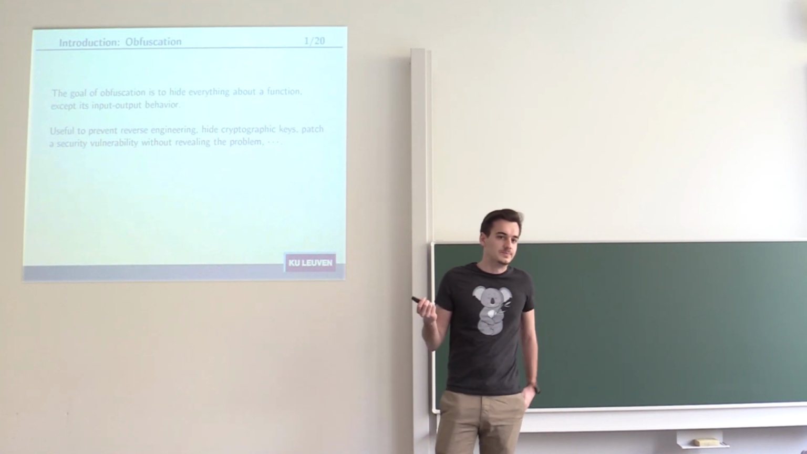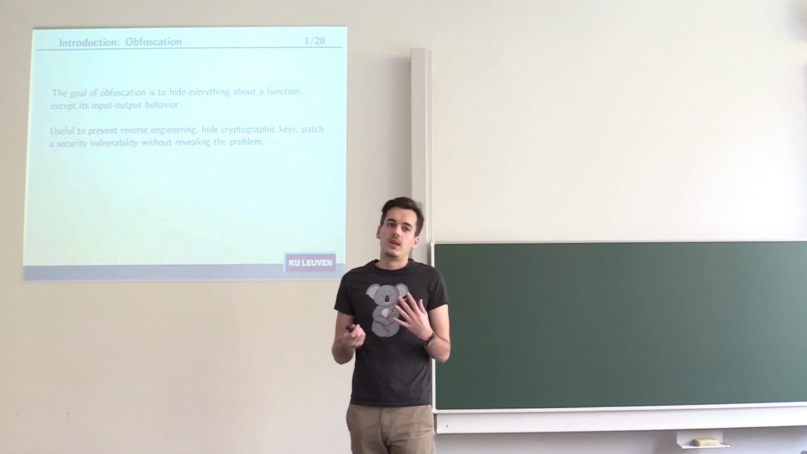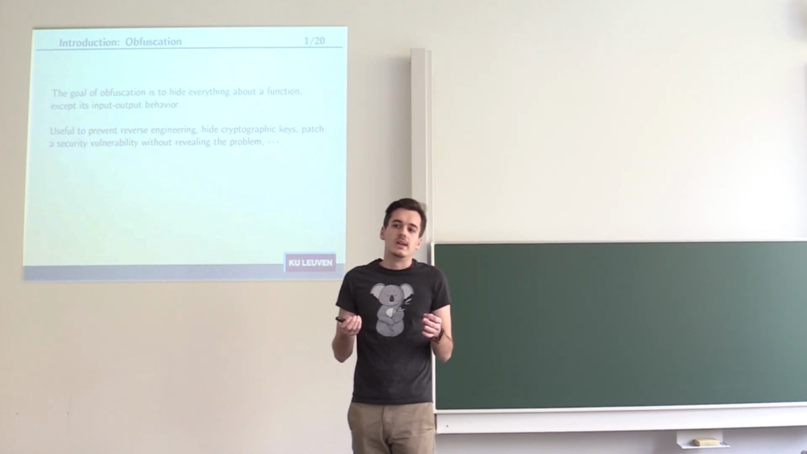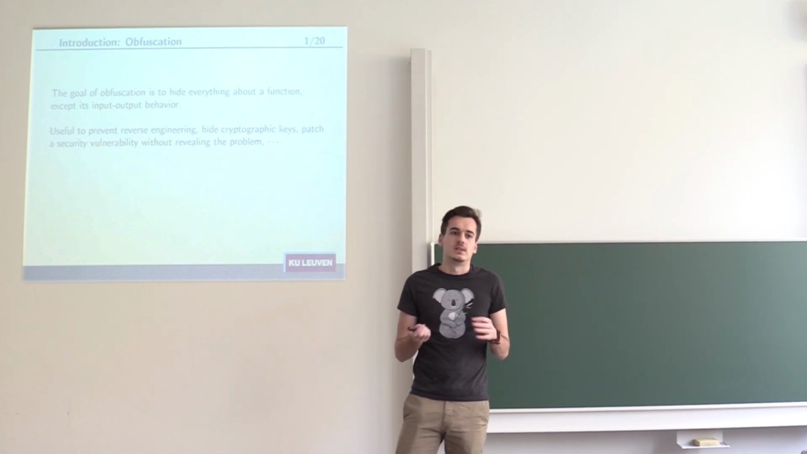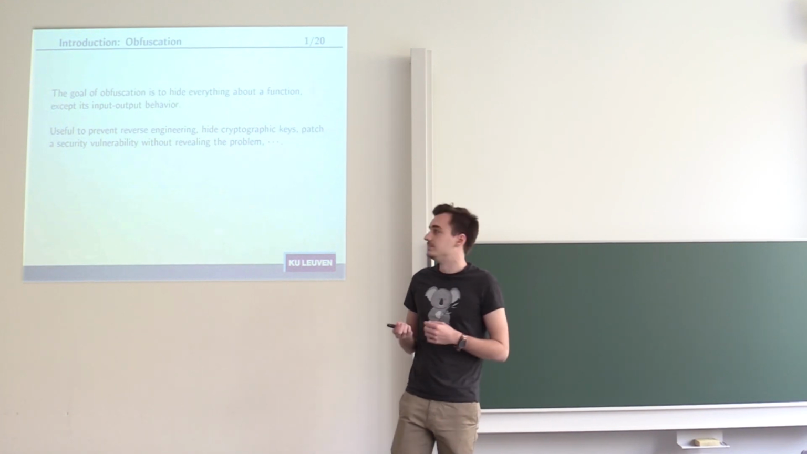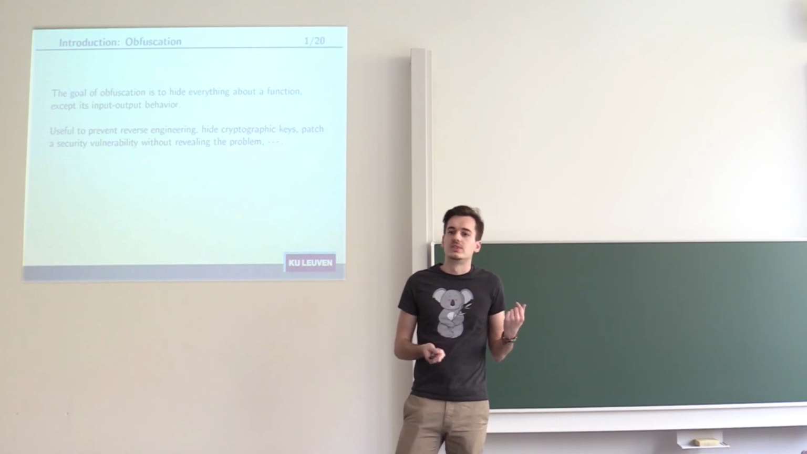So what is obfuscation? The goal of obfuscation is that you're given a program and then you're obfuscating it, meaning you're going to basically rewrite it in a complicated way. So it still has the same input and output behavior, but everything else is hidden. You don't see the implementation details and stuff like that. And this could be useful to prevent other people from reverse engineering your code, for example, or if you have cryptographic keys in your program, then you can use obfuscation to hide those.